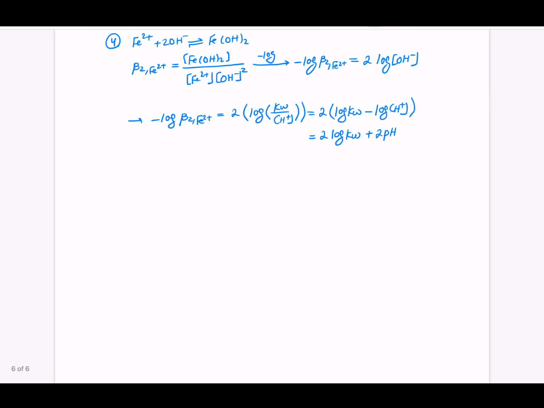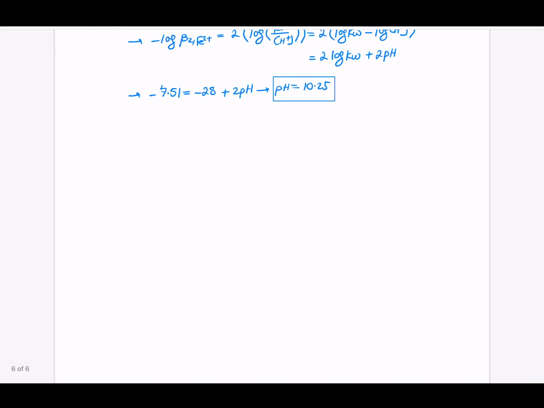So if we insert the numbers, we basically have minus log of beta, so minus 7.51 is equal to minus 28, because log of Kw is minus 14, plus 2 pH. Then we get pH equal to 10.25, the vertical line, as we expect.